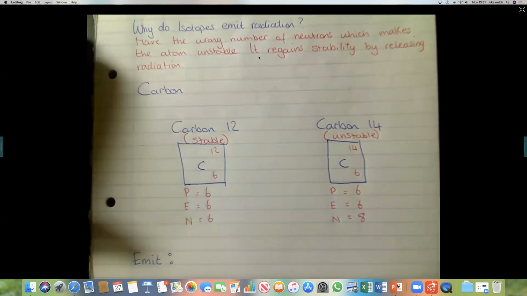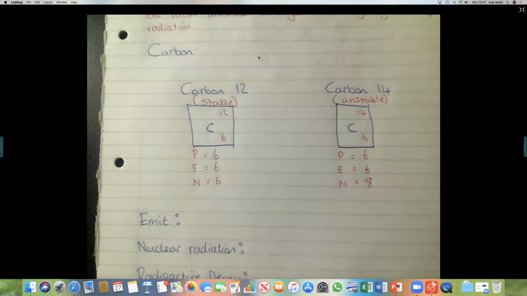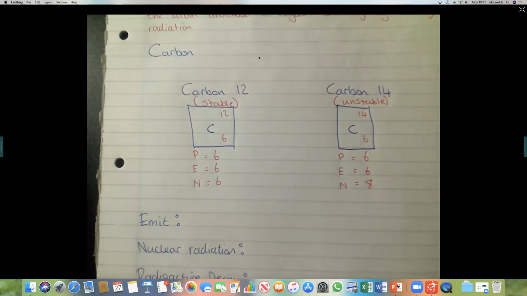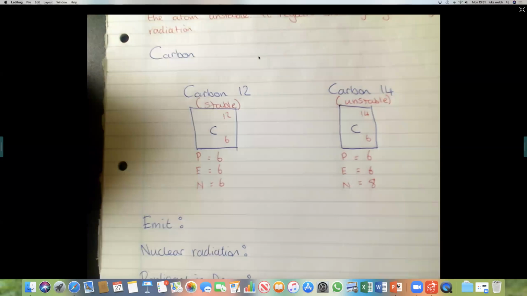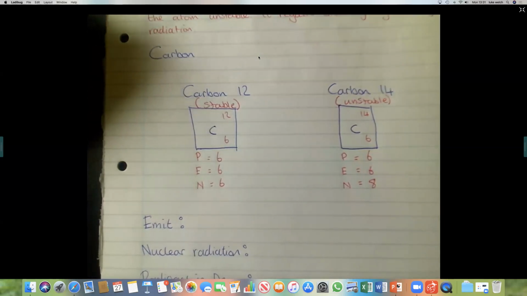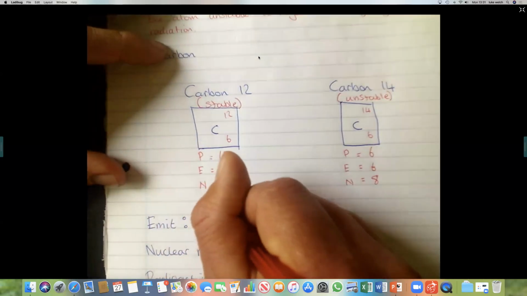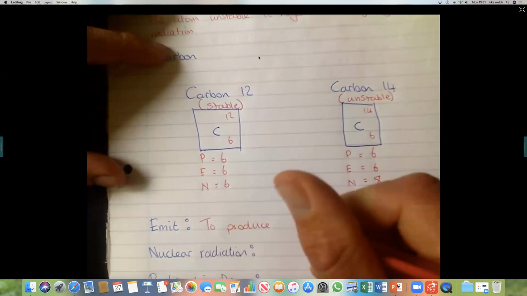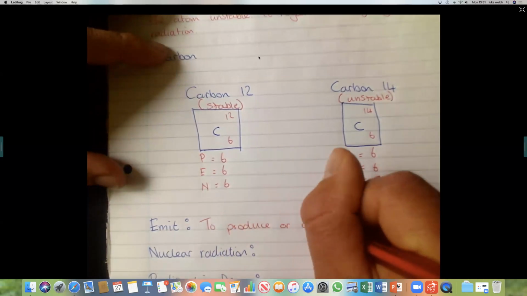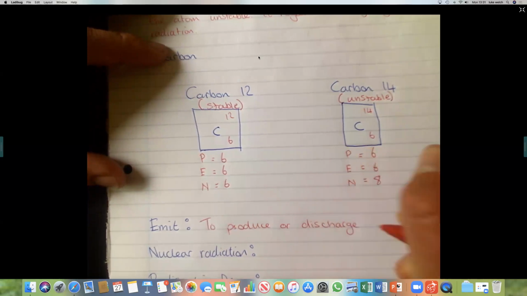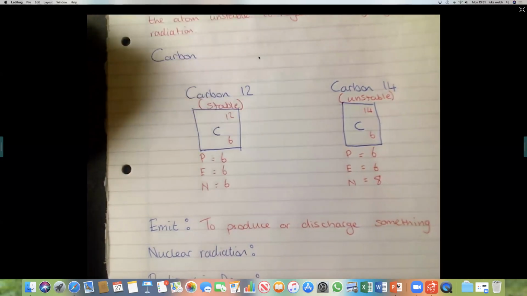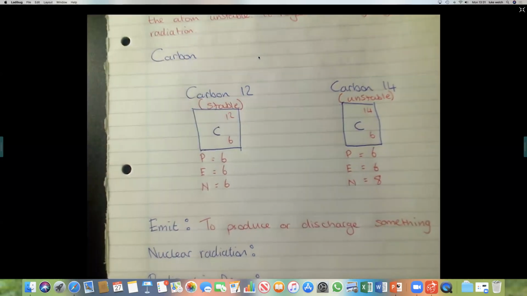Moving on. There is some key terminology that we need to know moving on through this topic, which is really important that we spend some time embedding once we've got it down. First of all, we've used some of these phrases already today. Emit, what does that mean? It means to produce or discharge something. So in terms of an isotope, it will produce or discharge some radiation, and there are different types of radiation it can emit, and we'll be looking at that in our next lesson.